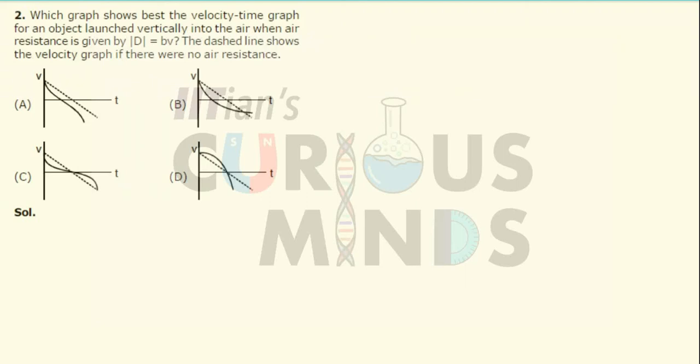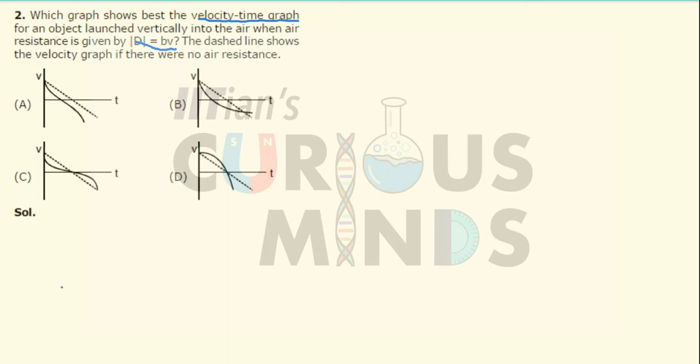Which graph shows the best velocity-time graph of an object launched vertically into the air when the air resistance is given as bv, where v is the velocity and b is a certain constant. The dashed line shows the velocity graph when there is no resistance.